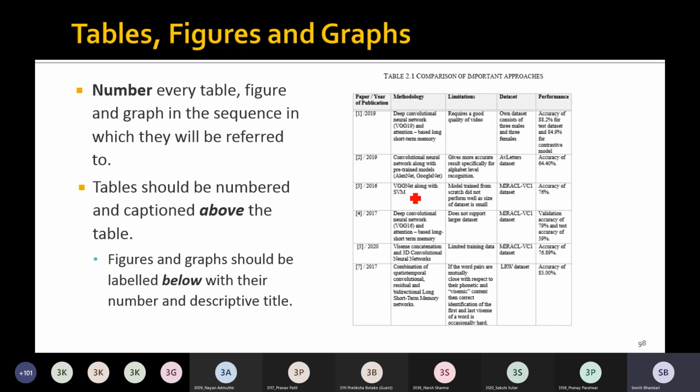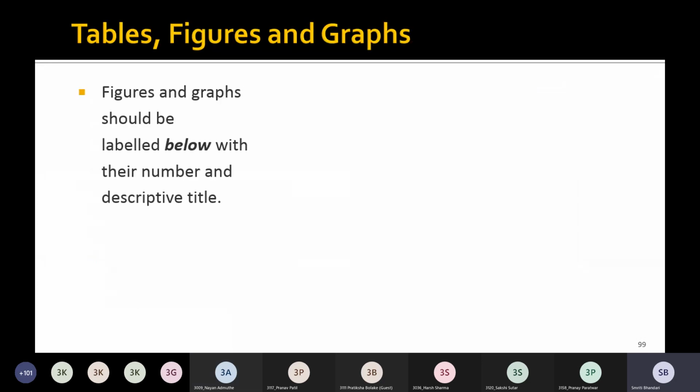So let me give you an example of a table. If this is the table that we have come up with, always make sure that each table has some caption. So this is the caption. Each table should have the associated number, and the caption and number of the table should be placed above the table. Fine. So this is with respect to tables.